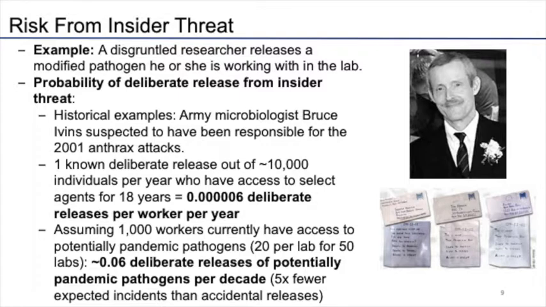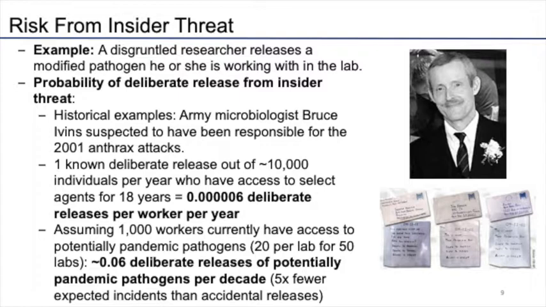And if we, again, just concentrate now on the workers that have access to potentially pandemic pathogens, and so now I'm assuming about 20 per lab for the 50 labs worldwide that have access, this would be about 0.06 deliberate releases of potentially pandemic pathogens per decade, which is notably about 5 times fewer expected incidents than accidental releases.